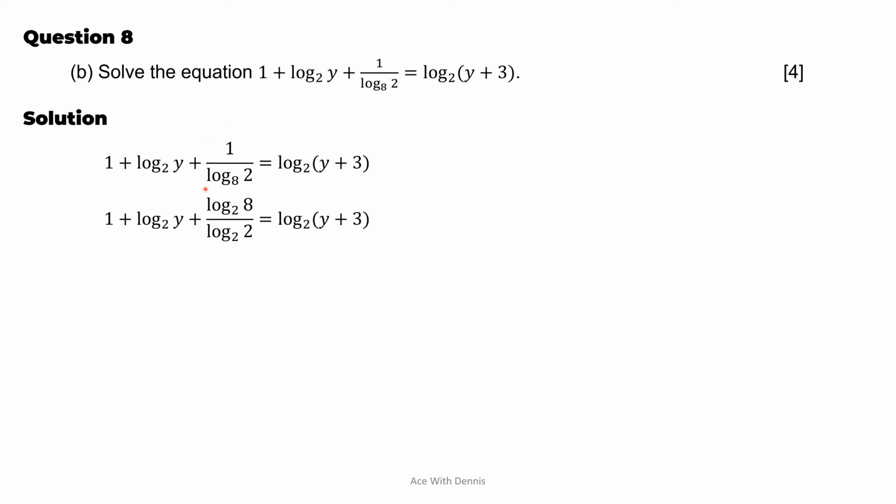So we have to change the base for this log. If you apply the change of base law for logarithms, we'll get log base 2 of 8 over log base 2 of 2. The rest we don't do anything, we just copy down 1, log base 2 of y, and log base 2 of (y plus 3) on the right hand side. Next, log base 2 of 2 is 1, and the rest we just copy. So it's 1 plus log base 2 of y plus log base 2 of 8 equals log base 2 of (y plus 3).